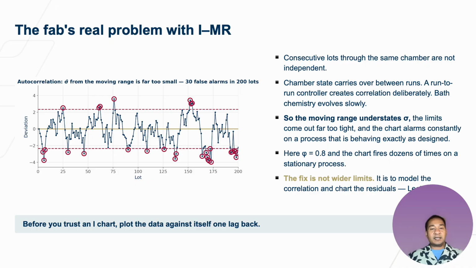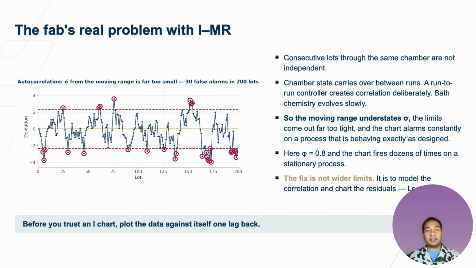But here is the fab's real problem with individual charts, and it is not normality. Consecutive lots through the same chamber are not independent. Chamber state carries over. A run-to-run controller creates correlation deliberately, and this is what it is for. Bath chemistry evolves slowly. Everything with memory in the physics produces correlation in the data. This is a stationary process with a lag 1 correlation of 0.8.